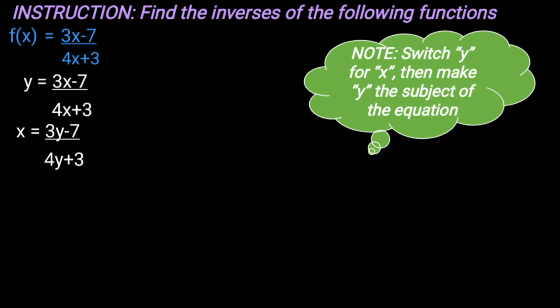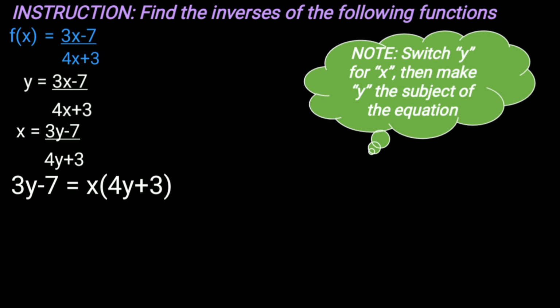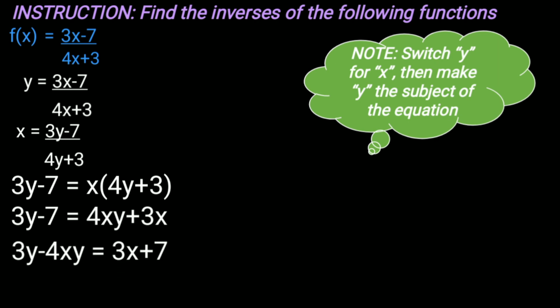If you take a look at it very well, you discover that y has become x and x has become y. So then the next thing is we want to do cross multiplication. Doing cross multiplication brings us to 3y minus 7 equal to x times the bracket 4y plus 3. So we need to use x to open up the bracket there. So we have 3y minus 7 equal to x times 4y, that is 4xy, plus x times 3, that is 3x. So we need to arrange any terms that have y together, so that we can make y the subject of the equation.